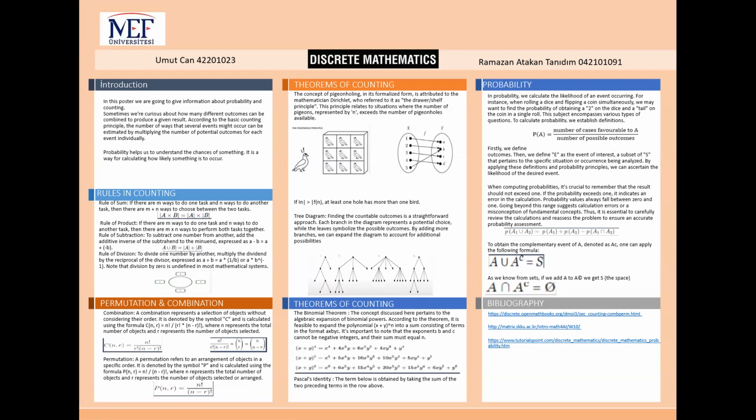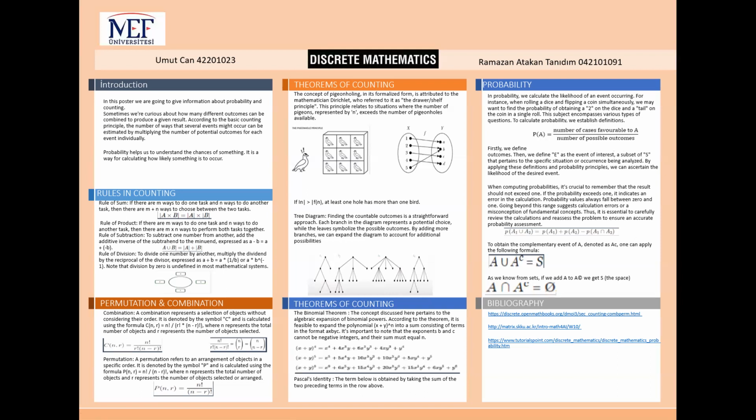Next, let's explore the rule of subtraction. This rule comes into play when we need to subtract one number from another. To do this, we add the additive inverse of the subtrahend to the minuend. In mathematical terms, it can be expressed as a minus b equals a plus minus b. This rule enables us to find the difference between two quantities.